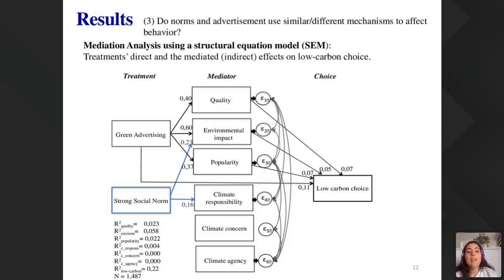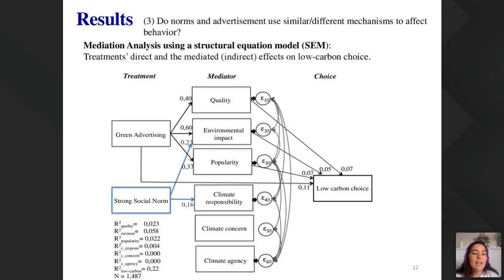And for this, we performed a mediation analysis using a structural equation model. And this image that you're seeing is presenting the results of only the significant paths. So you have the treatments. We performed this analysis for green advertising and social norms, which were the most effective in shifting choice. The mediators are variables we took from a survey we had after the experiment, on product perceptions, so mainly quality, the environmental impact, and the popularity that participants perceive of the low carbon product, and some climate change beliefs: climate responsibility, how responsible you feel you are in preventing climate change, climate concern, and climate agency.